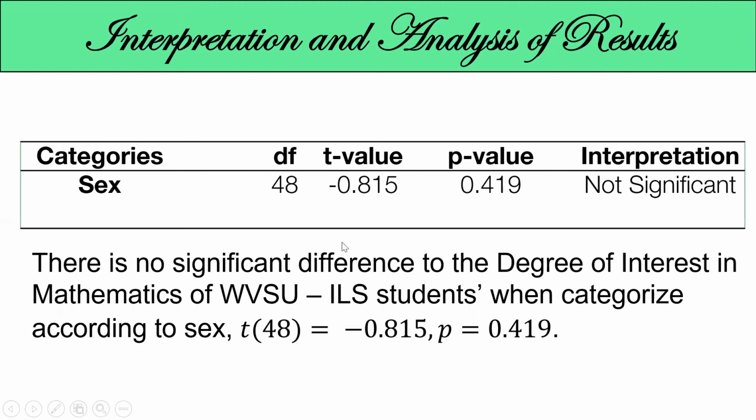So how to interpret that? Interpretation goes this way. There is no significant difference in the degree of interest in mathematics of West Visayas State University ILS students when categorized according to sex. t of 48 is equal to negative 0.815, p is equal to 0.419. And that's how you analyze the data using t-test for independent samples.